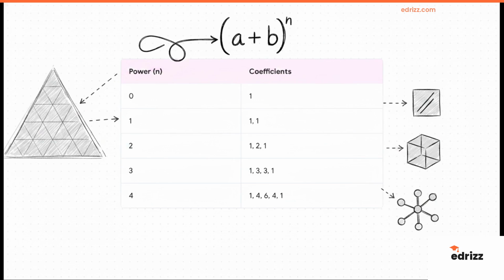1, 2, 1. If you want to raise it to the power of 4, you don't have to multiply everything out. You just look down at the fourth row. 1, 4, 6, 4, 1. Those are your multipliers. It is almost shockingly elegant, right?